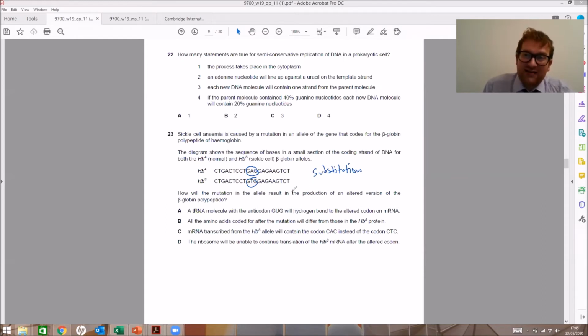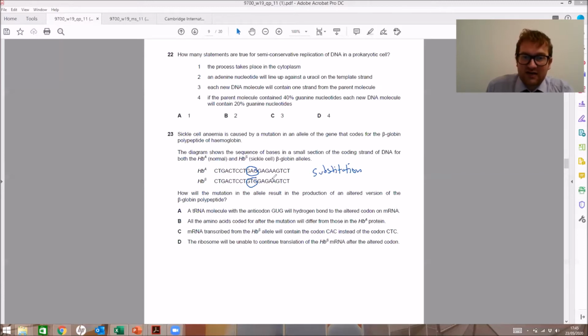It's only affected one particular amino acid, which is at this point. Okay, so let's look through the statements and see which ones are true. It says a tRNA molecule with the anticodon GUG will hydrogen bond to the altered codon of mRNA.